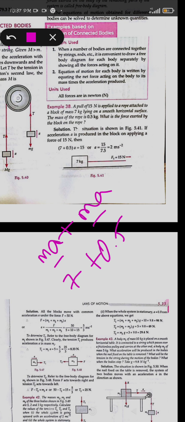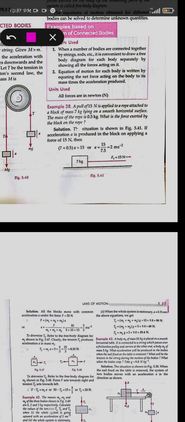So on multiplying it by the mass of the block, we can get the force by the block on the rope. If you have to find the force on the rope by the block, then it will be the mass of the block, and if you take out the force exerted by the rope on the block, then it will be the mass of the rope. Okay, so see the next question.